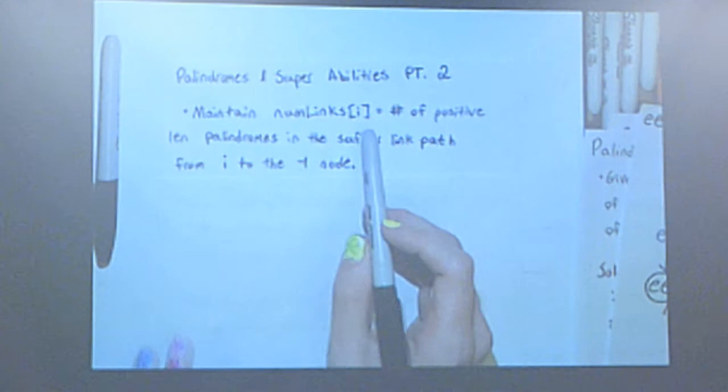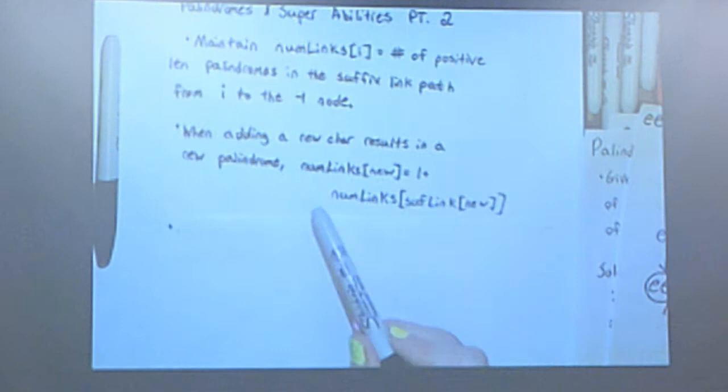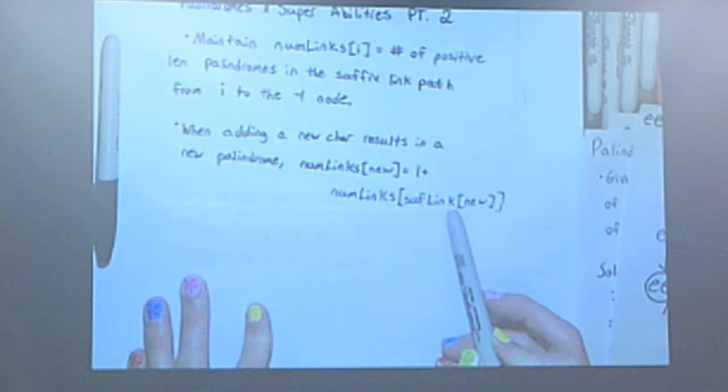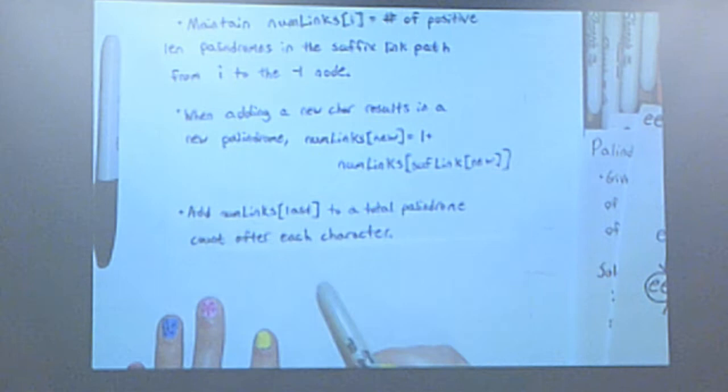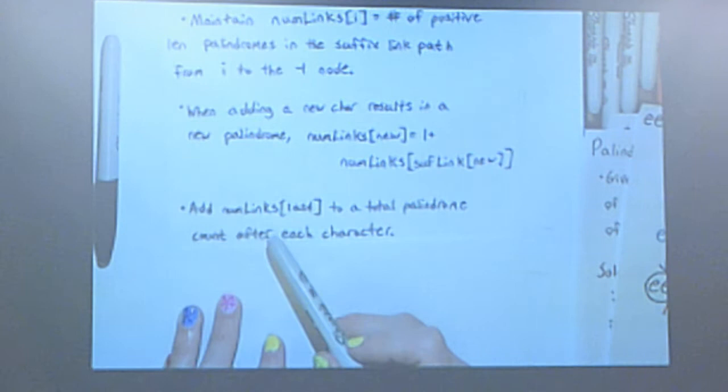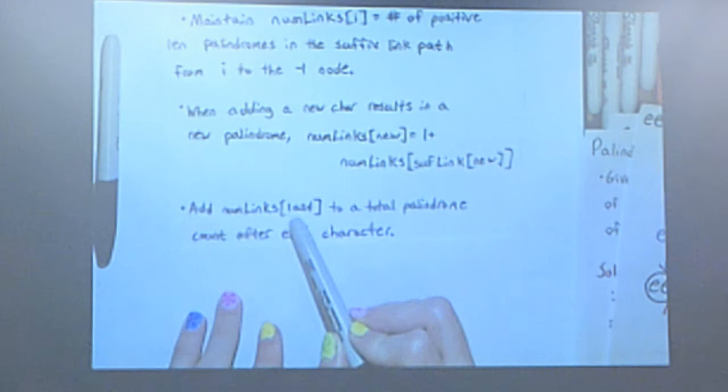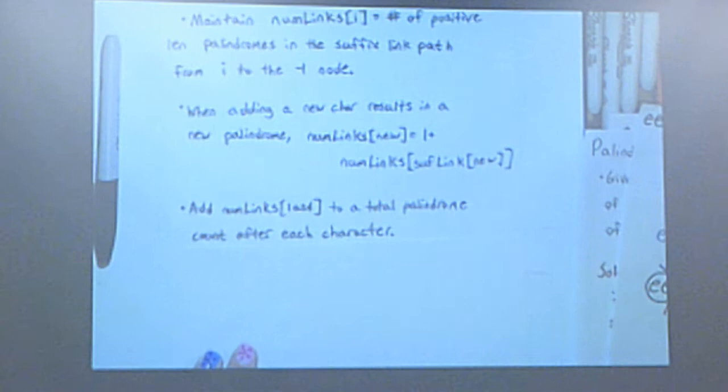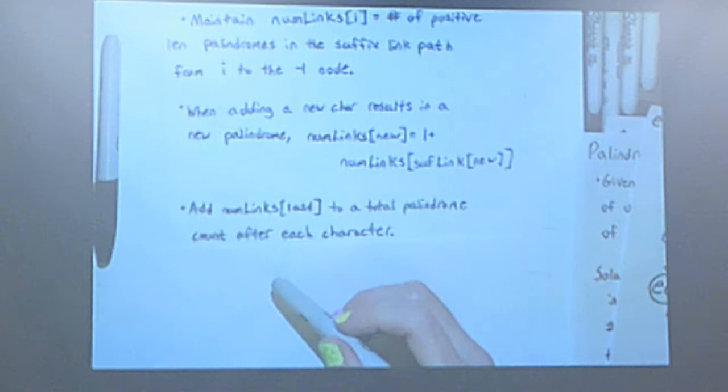Which is explained here when adding a new character. The new number of links is 1 plus the number of links of my suffix link. And so now, since we just want the total number of palindromes, after we add each character, the total number of palindromes that we just added to the string, which is the number ending at this index, is going to be the number of links of whatever the last node is that we have. Not the last node created, but like in the implementation we have the last node, which is just the longest suffix palindrome so far.